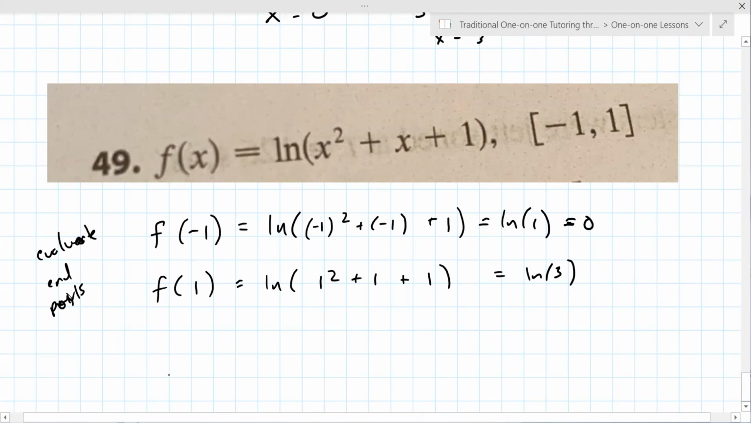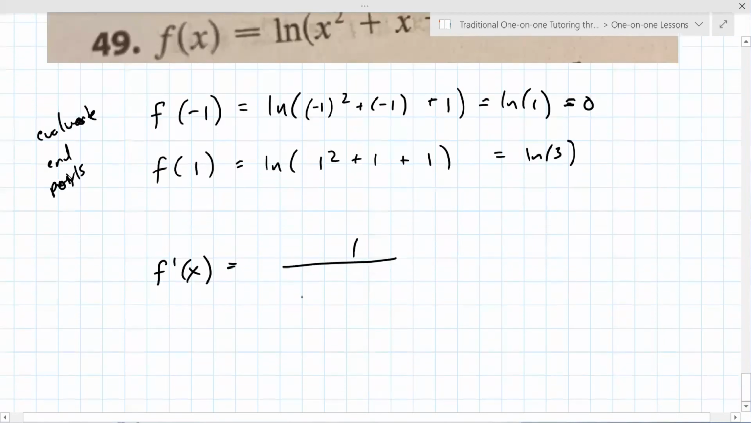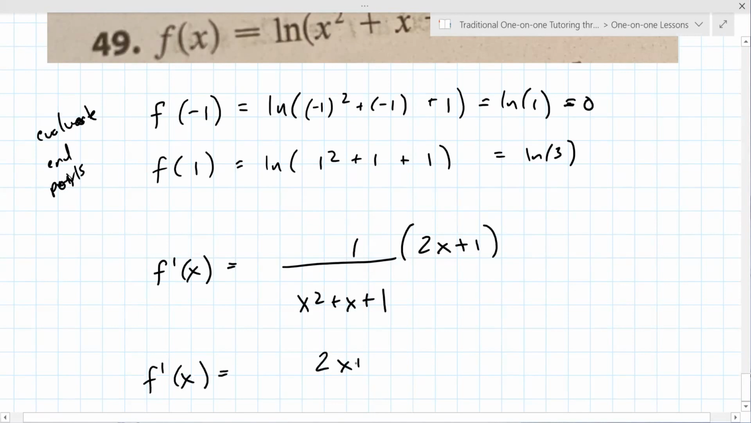The next part is to take a derivative. So your derivative is 1 over the inside function, so 1 over x squared plus x plus 1, times the derivative of the inside function. That's the chain rule part. The derivative of x squared plus x plus 1 is 2x plus 1. So we got 2x plus 1 over x squared plus x plus 1.